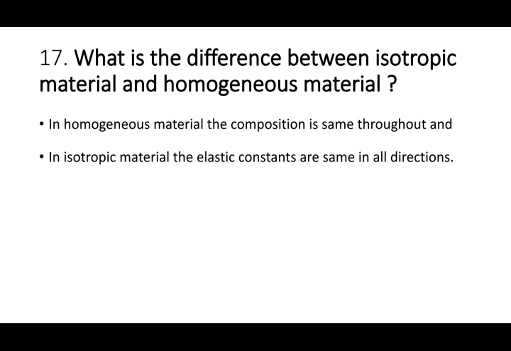Next question, what is the difference between isotropic material and homogeneous material? In homogeneous material, the composition is the same throughout. Such material is known as homogeneous material. And in isotropic material, the elastic constants are the same in all directions. Such material is known as isotropic material.